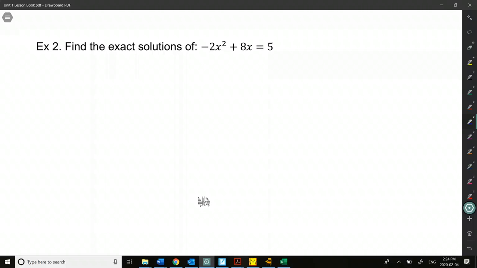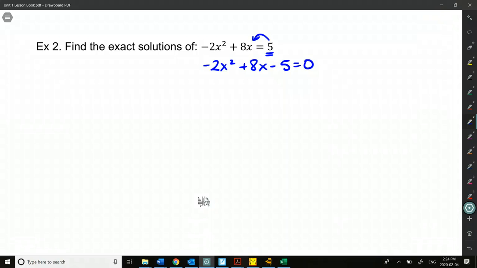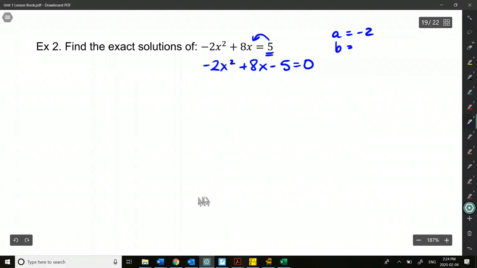All right, so find the exact solutions. We are not quite in the form to be able to solve this quadratic though. What's wrong here? So we have to move this over. Okay, and then you can list your A, B, and C. And I'm just going to plug directly into quadratic formula here. I'm not going to recopy it again. You guys have it above.